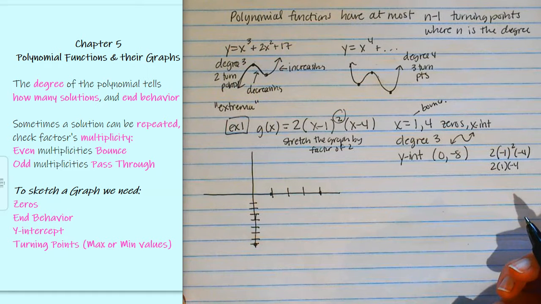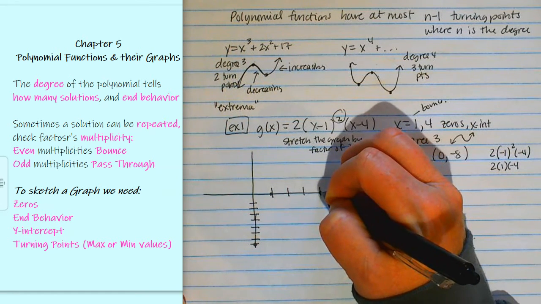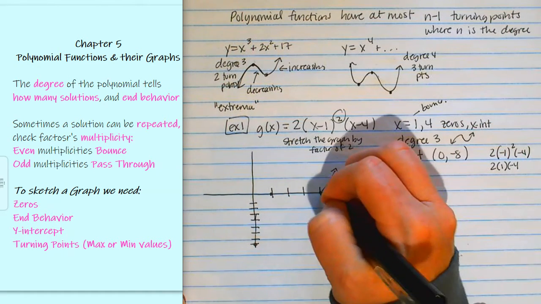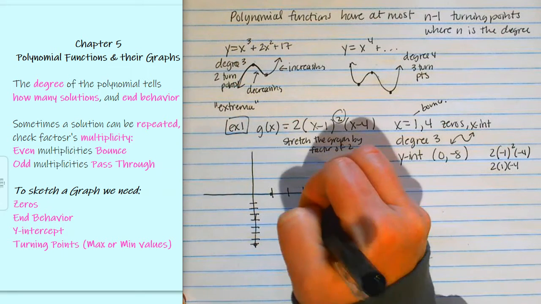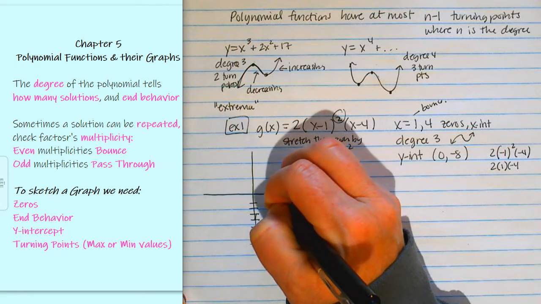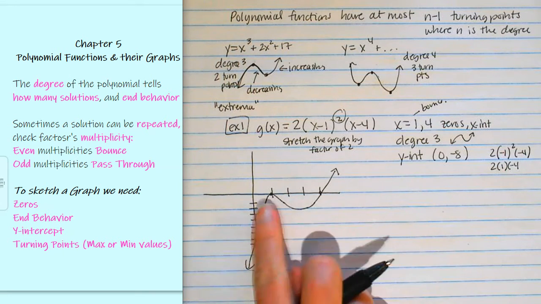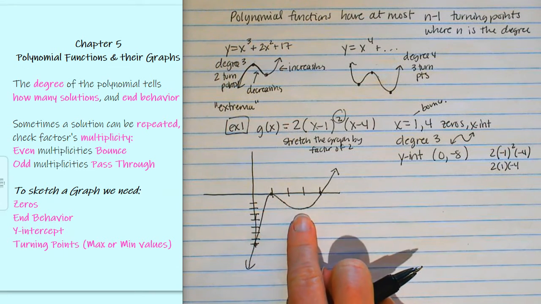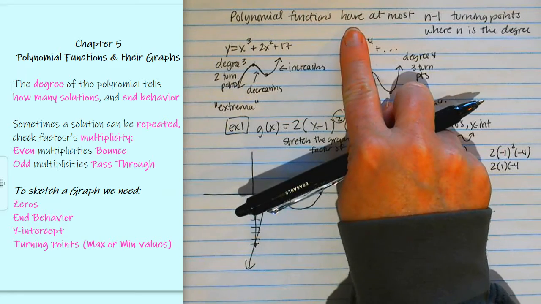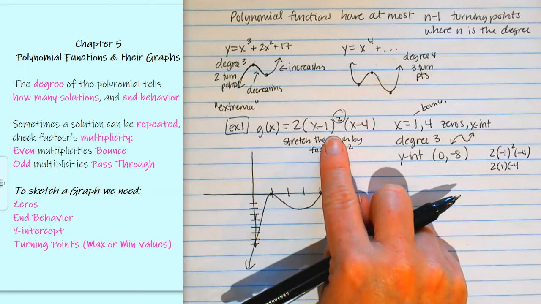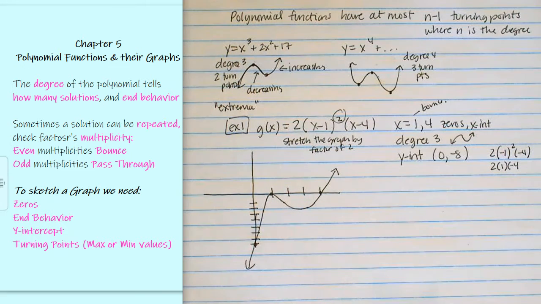And what else could I say? Well, let's see. I know basically it's going to look like this, and at 4 it goes through, and it's going to bounce at positive 1 and go through this point here. I have an idea of what it looks like. So I've got one turning point here and one turning point here. Note up here it says at most n minus 1 turning points. So this is a third degree, and I have 2 turning points. So I've covered that rule fine.